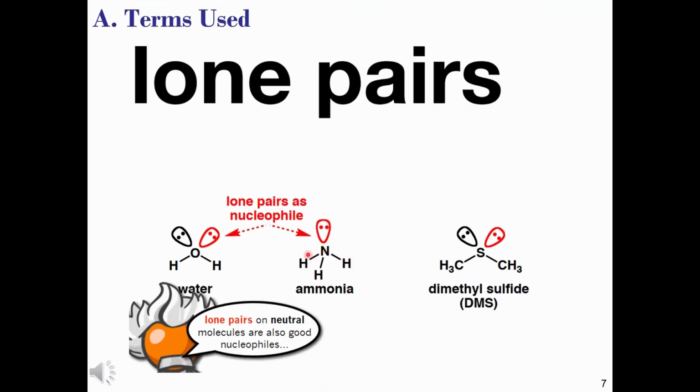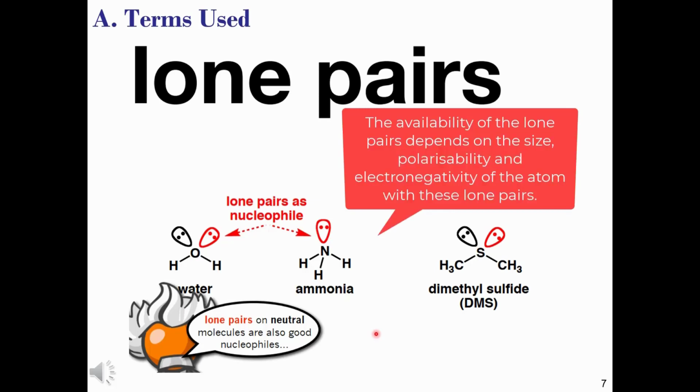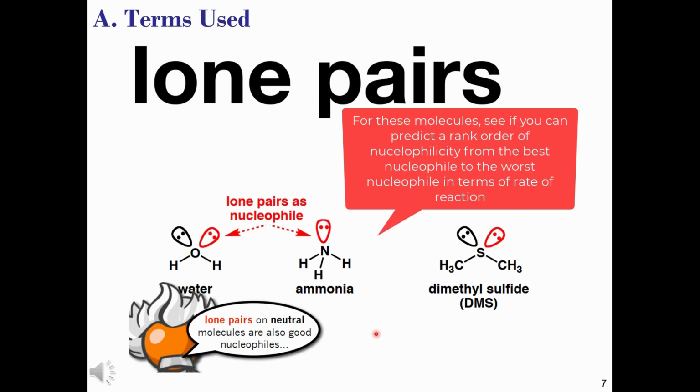Nucleophiles can include neutral molecules, which will use their lone pairs as electron pair donors, and these will form a bond with an incoming electrophile. However, in the same way that basicity refers to how basic a substance is when attacking a hydrogen atom of an acid, nucleophilicity refers to the rate at which the nucleophile reacts with a non-hydrogen electrophile. This is influenced by a number of interrelated factors: polarizability, size, and electronegativity of the atom that bears the lone pair. For these molecules, see if you can predict a rank order of nucleophilicity from best nucleophile to worst nucleophile.